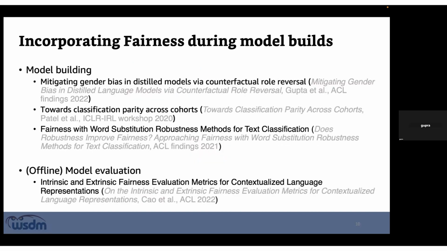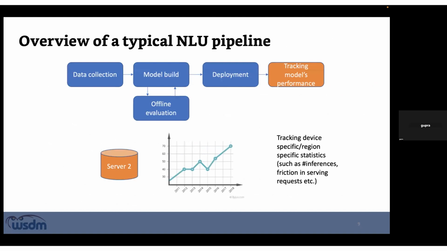So I'll talk about incorporating fairness at about three stages. One is incorporating fairness during model build, and I'll talk about a paper. All the work that I'll be presenting here is published. I'll keep it slightly superficial. I'll not go into a lot of results and the mathematics behind the algorithm or the findings.